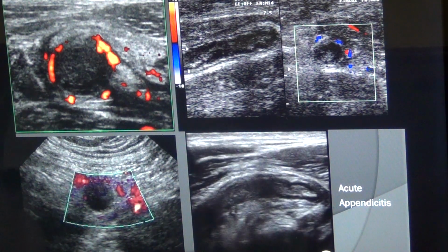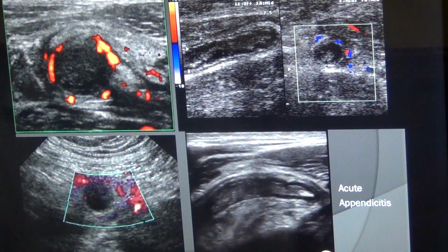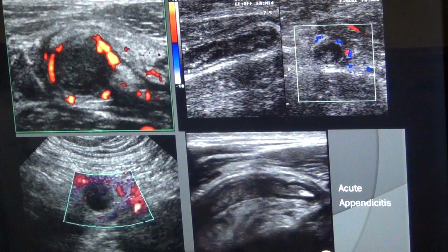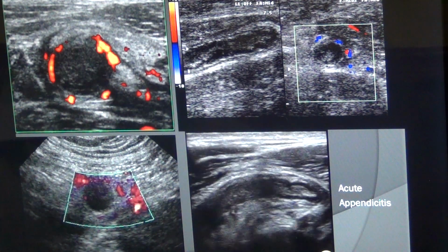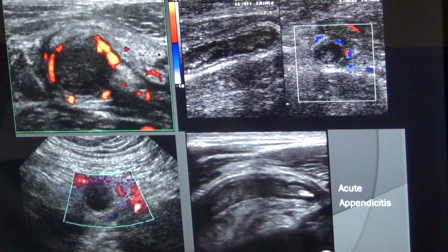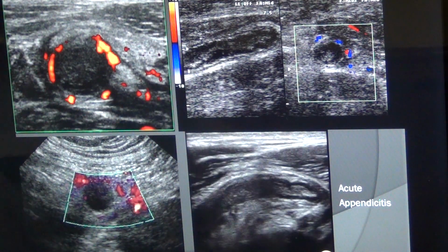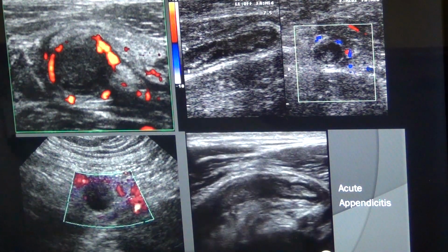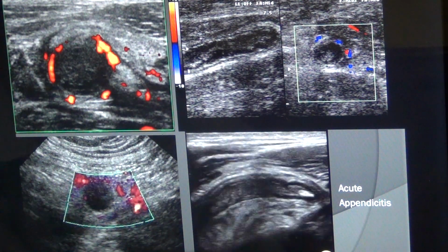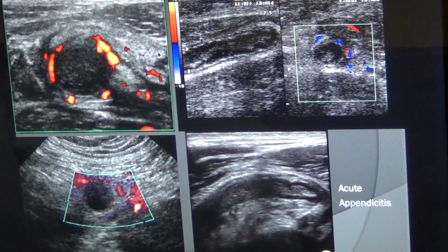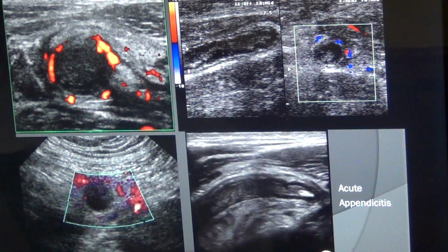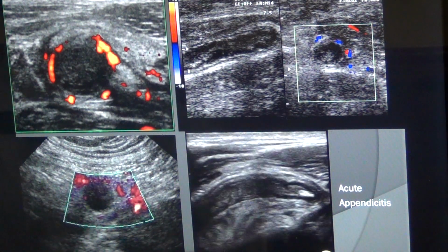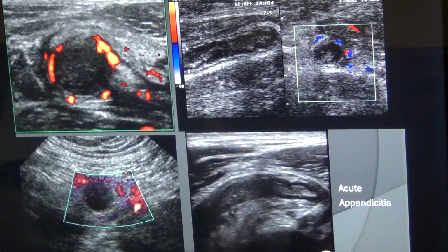Now, is ultrasound the best modality for appendicitis? I will say no. Then who is the best modality? CT scan. Then I will say, if the patient is a minor, if the patient is pediatric, young, do I need to do the CT scan? Then I will say, okay, no, I will do the ultrasound first. If it is suspicious, then I will do the MRI, not CT scan.